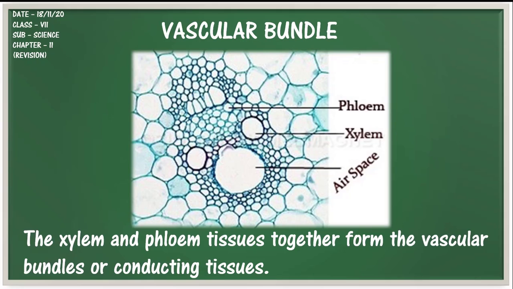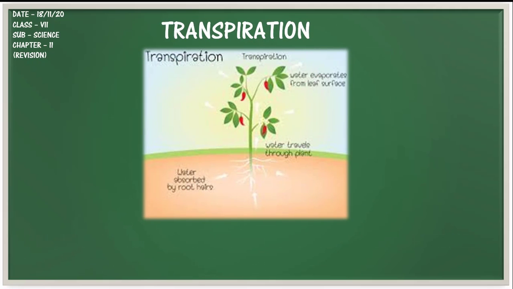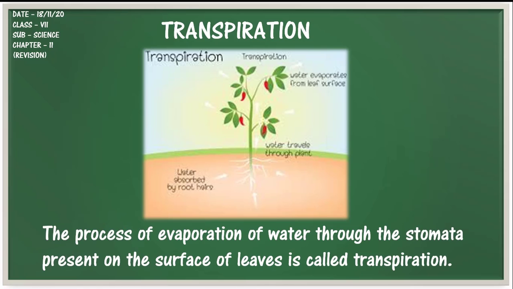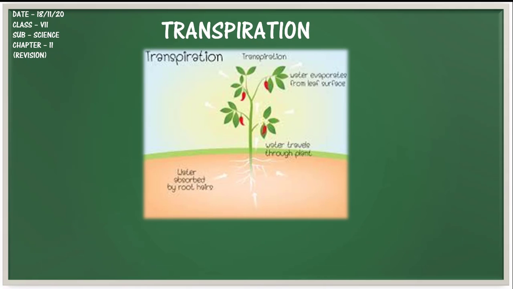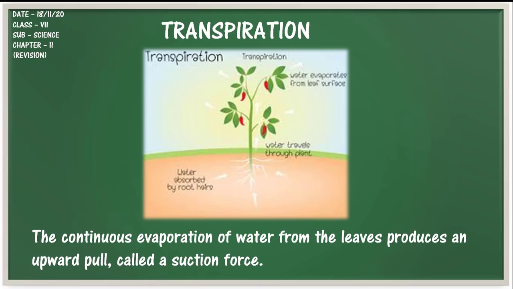Then comes transpiration, which is our last topic. The process of evaporation of water through the stomata present on the surface of the leaf is called transpiration. The continuous evaporation of water from the leaves produces an upward pull called a suction force. This force pulls the water from roots upward through the stem, branches, and finally to the leaves.